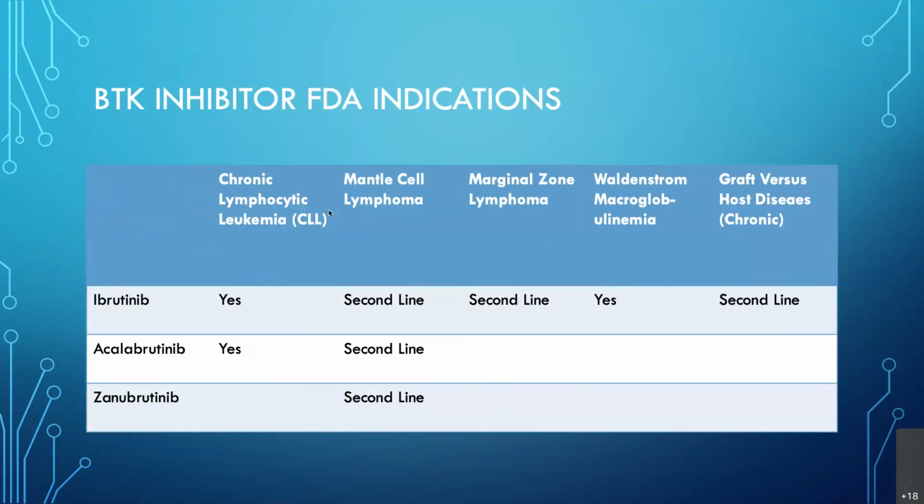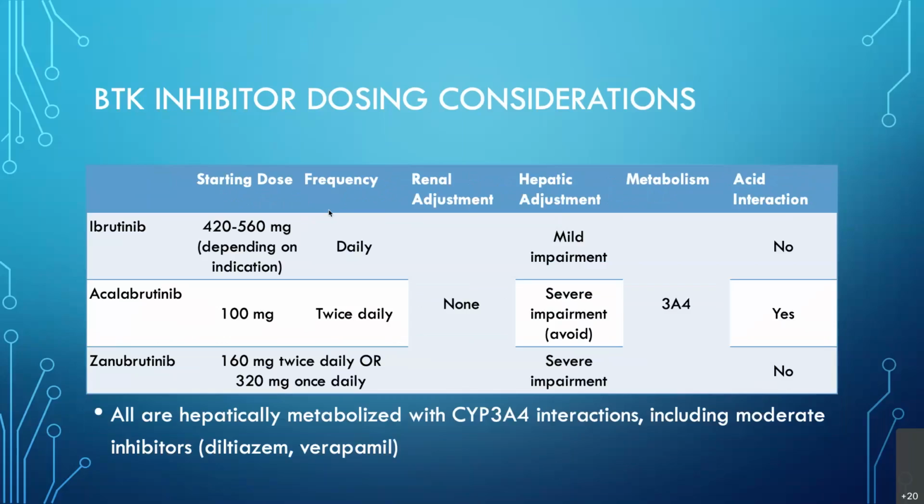And so ibrutinib, being our first approved agent, has the most different indications then, with CLL, mantle cell, marginal zone, Waldenstrom's, and second line in graft versus host disease, chronic after steroids. Acalabrutinib is approved in both CLL and second line therapy in mantle cell lymphoma. And then zanubrutinib is approved in second line therapy in mantle cell lymphoma.